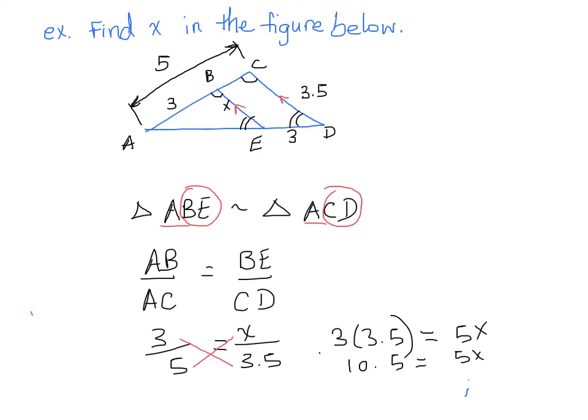We're trying to isolate our x, so we can go ahead and divide both sides by 5, and we get finally that x is equal to 2.1, and that is our unknown length that we were trying to find right here. BE is equal to 2.1.